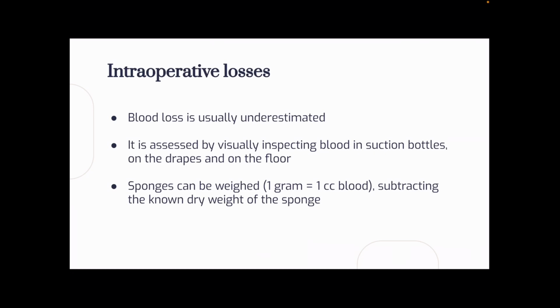Intraoperative blood loss is usually underestimated. You can assess it by looking visually, inspecting the drapes, and the suctioning tubes, and they say that you can weigh the sponges that are loaded with blood, and each gram equals 1 cc of blood. Of course, after you subtract the dry weight of the sponge itself. So this tells you exactly how much is being lost and how much you should give the patient.